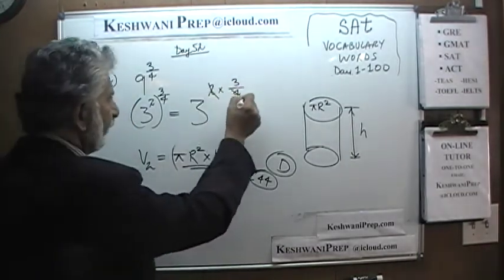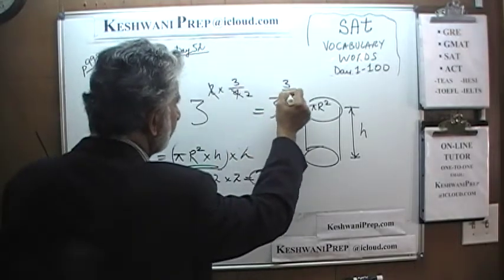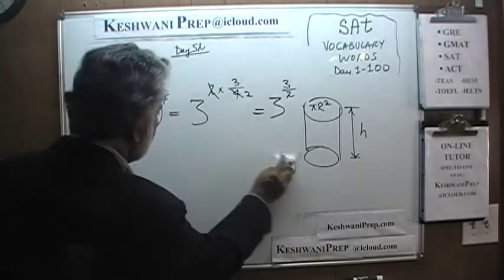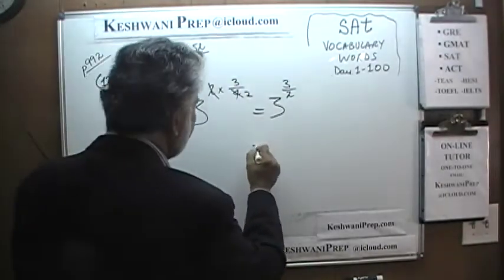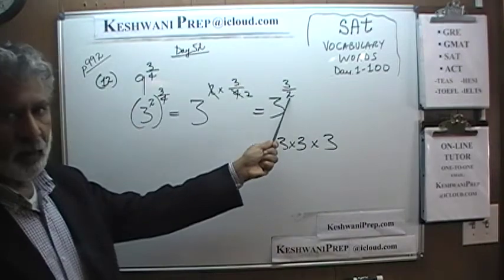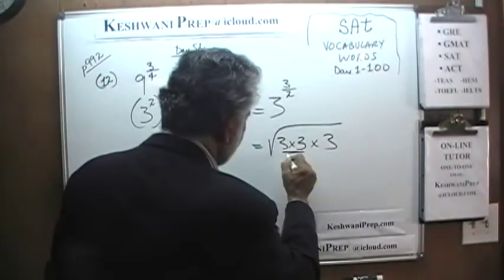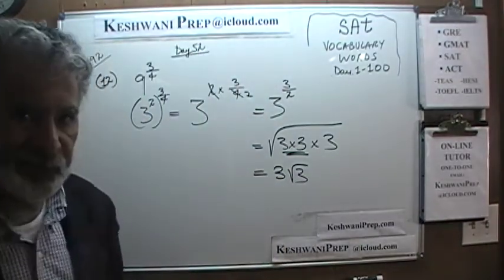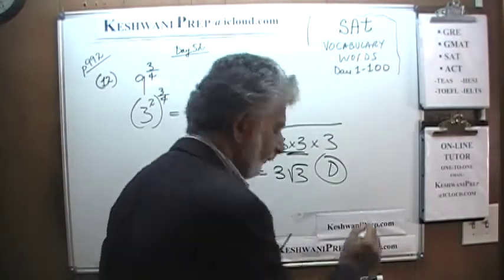And these 2 will cancel out with this one, we'll end up with 3 raised to 3 halves. 3 raised to half is simply the square root of 3, so 3 raised to 3 halves is 3 times 3 raised to half, and the power of half is simply the square root of it. We end up with 3 times root 3. And that's answer choice D.